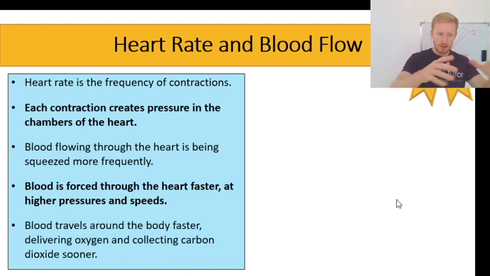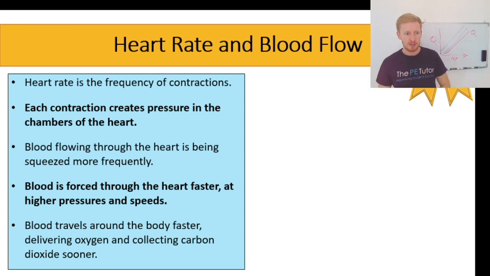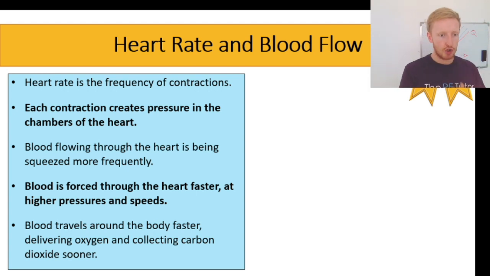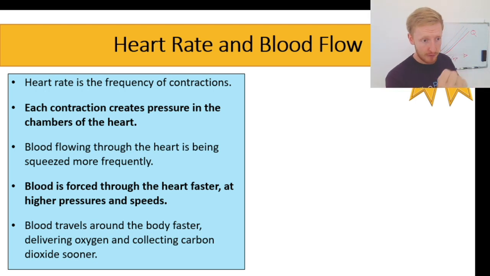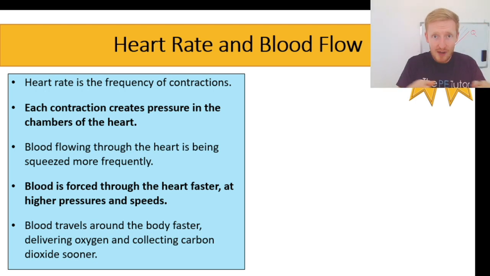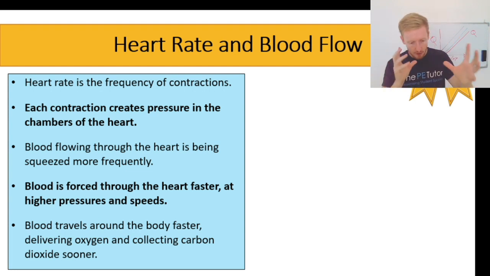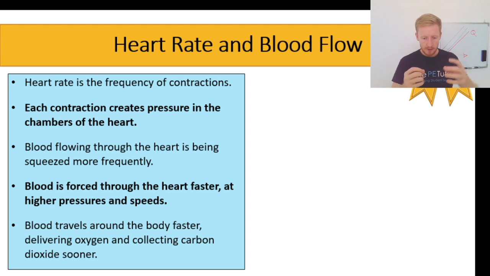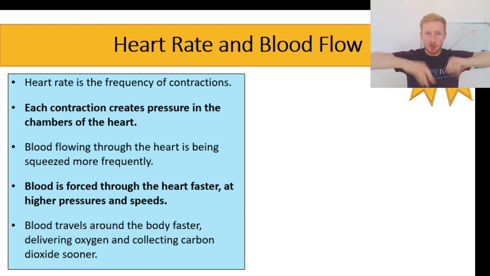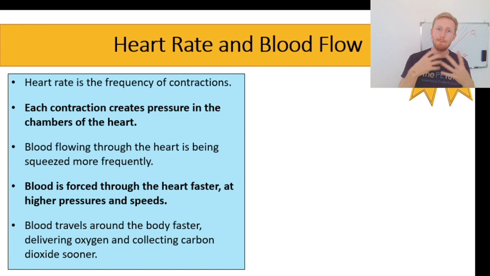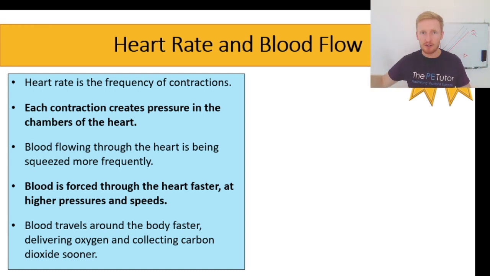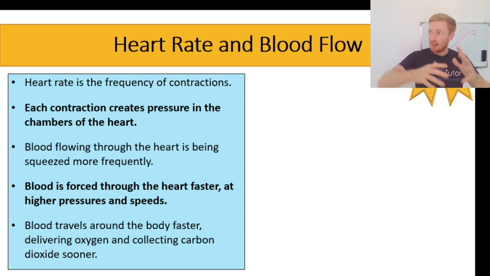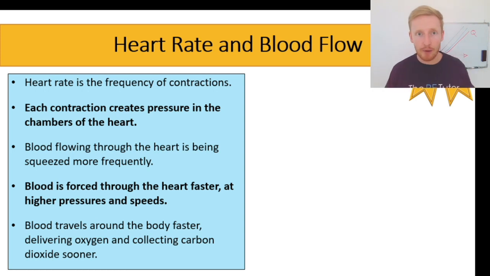So heart rate, just to recap, we know is the frequency of contractions. We know that each contraction creates pressure in the chambers of the heart, and we know that blood flowing through the heart is going to be squeezed more frequently. So if we combine those two factors, we know that more regular application of force is going to lead to a build-up of pressure. Things are going to move faster because they've got less time to slow down.